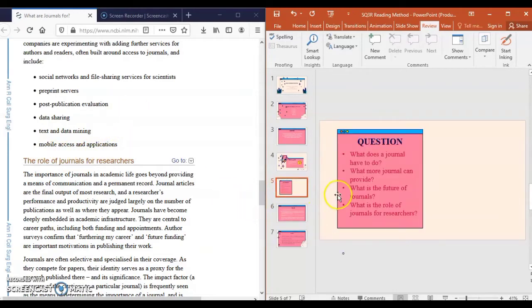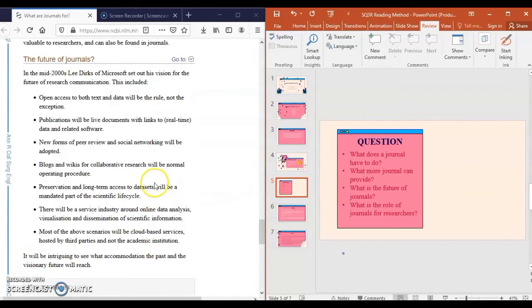The next question is, what is the future of journals? In the mid-2000s, leaders of Microsoft set out their visions for the future of research communications. This included open access publications, new forms such as blogs and wikis, preservation, and there will be a service industry around online data. Most of the above scenarios will be cloud-based services. It will be intriguing to see what accommodations the past and the visionary future will reach.